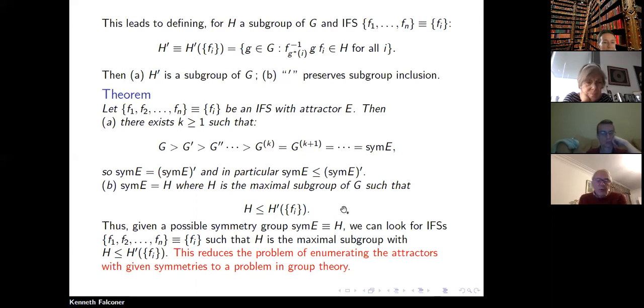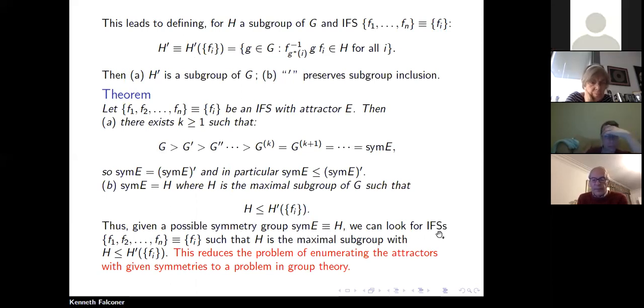This is more useful for what we want to do, namely, given a potential symmetry group H, we can look for iterated function systems f1 up to fn, such that H is the maximal subgroup satisfying this. And so basically, this reduces the problem of enumerating attractors with given symmetries to a problem that's reasonably tractable in group theory. I hope that makes some sort of sense.